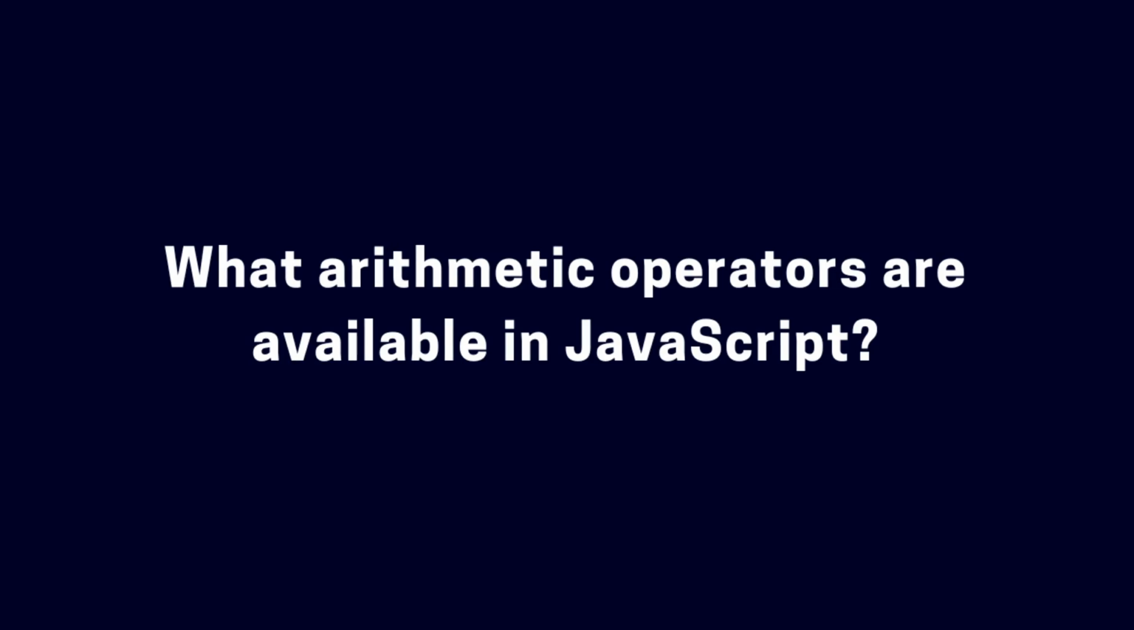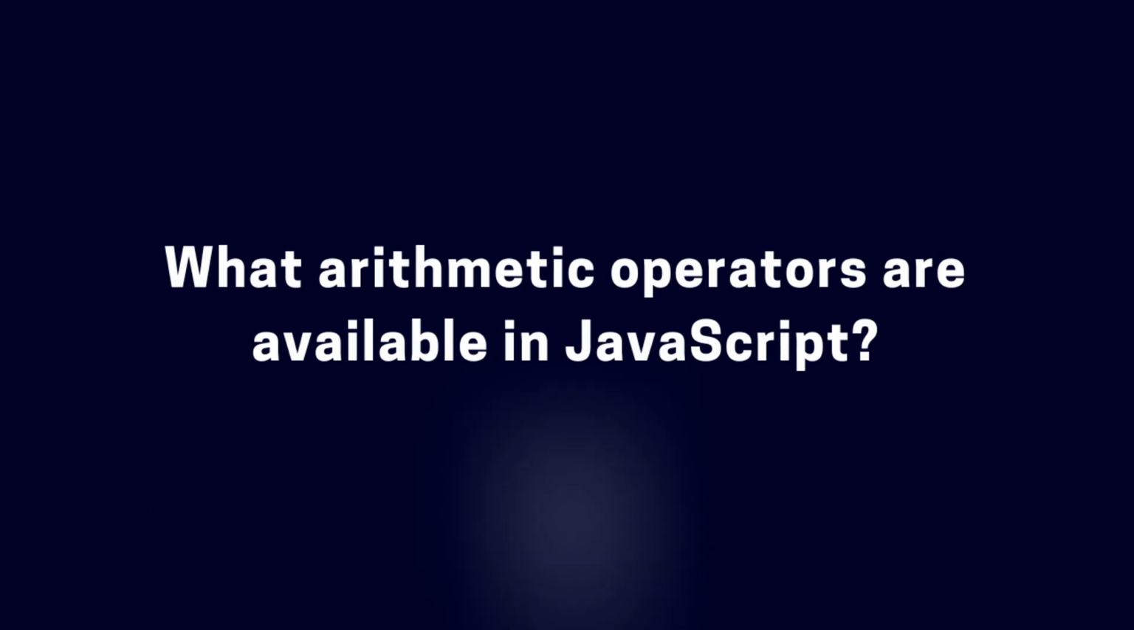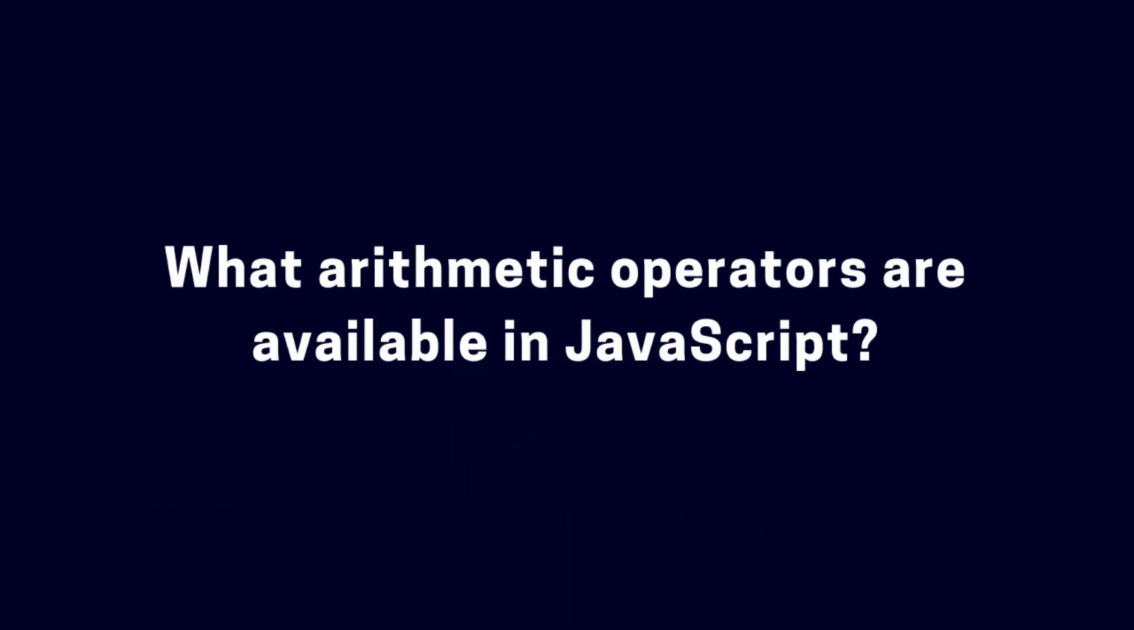What arithmetic operators are available in JavaScript? Arithmetic operators are symbols used in programming languages, including JavaScript, to perform common mathematical operations on numbers. These include addition, subtraction, multiplication, division, modulus, increment, decrement, and exponentiation.